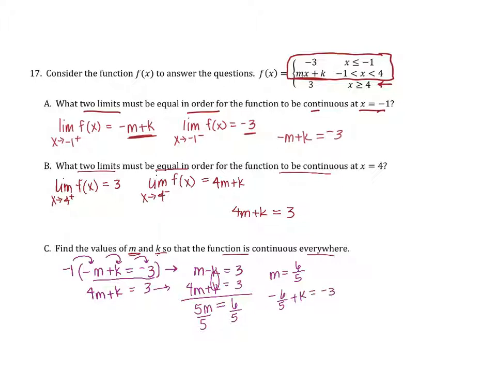And I'm going to add 6/5 over, so I have k equals -3 plus 6/5. And getting your common denominator, that looks like that's going to end up giving you k is going to be negative 9 over 5. So here's your two values. K is negative 9/5 and m is 6/5.